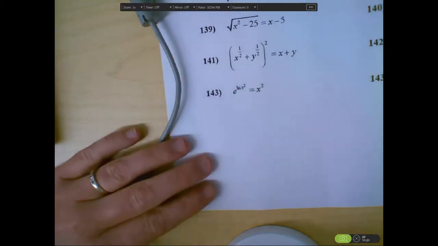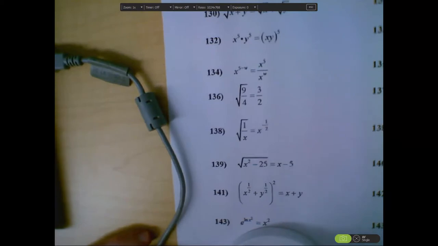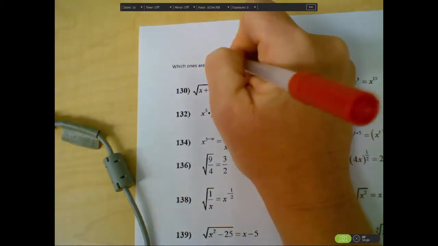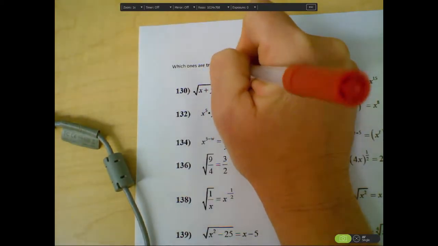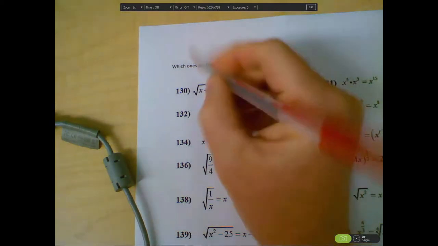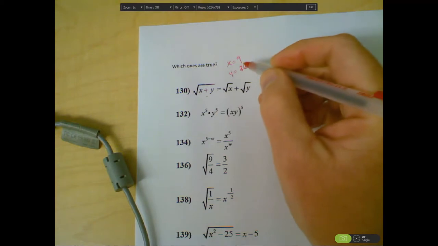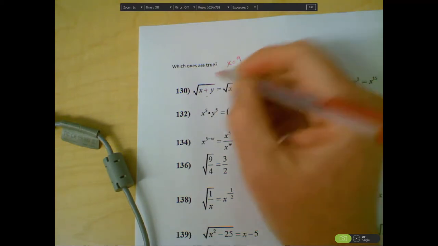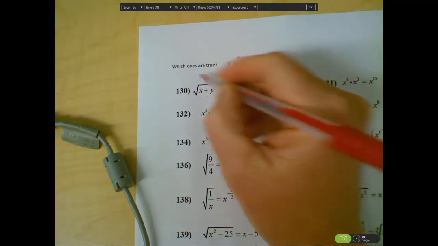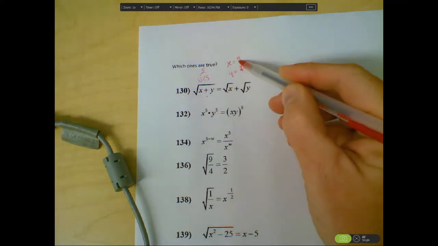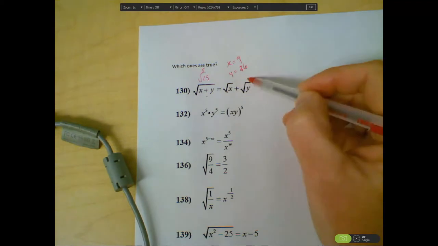All right, last page. We're going to be able to do this. Anytime you have a true or false problem and you're not sure, plug in numbers. For instance, in this problem, let's make x equal 9 and y equal 2. So this is, well, let's make it a perfect square. Let's say 16. Oh, no, because that one might work. No, okay. The square root of x plus y would be the square root of 25, which is 5. The square root of x is 3. The square root of y is 4. 3 plus 4 is not 5.